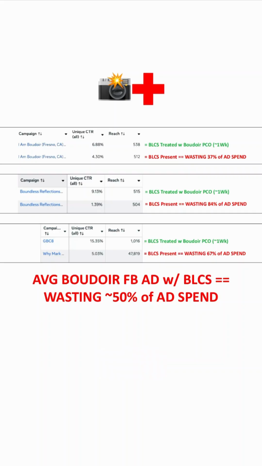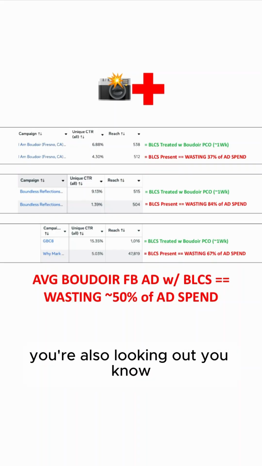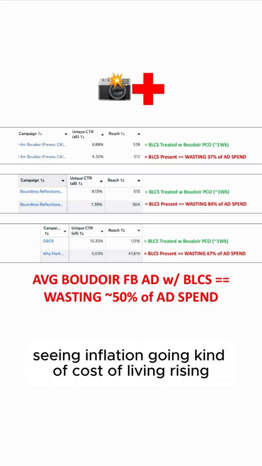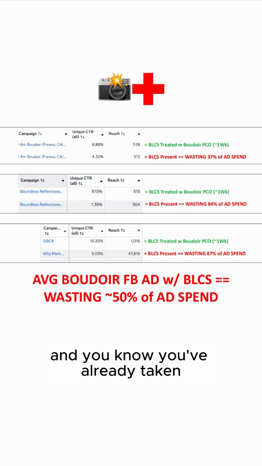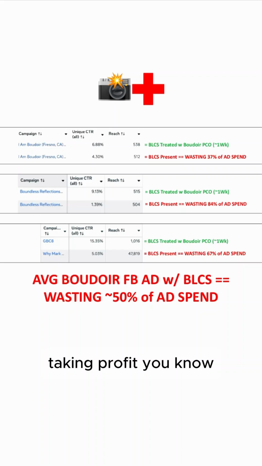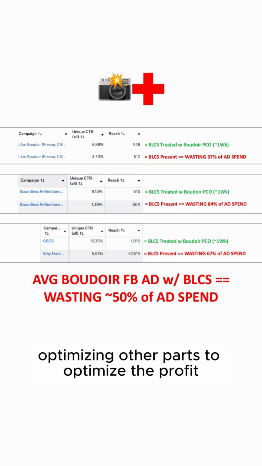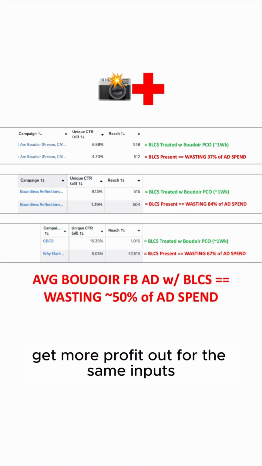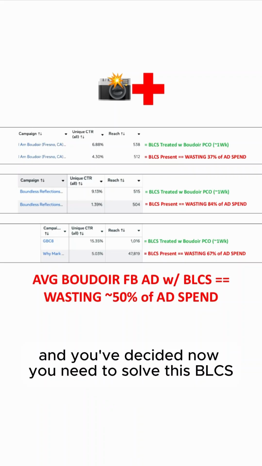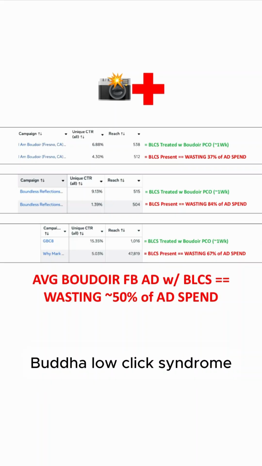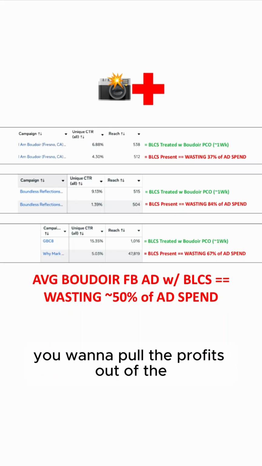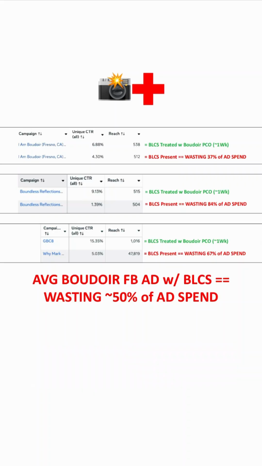And you're also seeing inflation going, cost of living rising, and you've already been optimizing your business, taking profit, optimizing other parts to get more profit out for the same inputs, and you decided now you need to solve this BLCS, boudoir low click syndrome. You want to pull the profits out of your Facebook ad part of your business, plug these holes, which is very quick, takes only about a week.